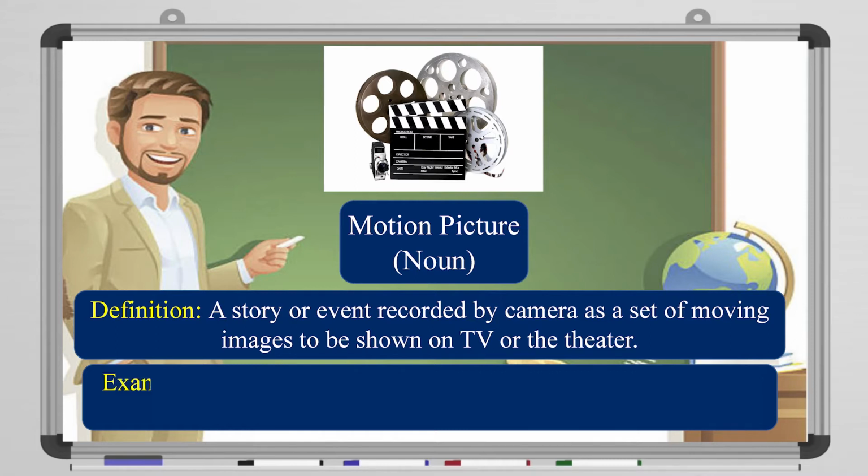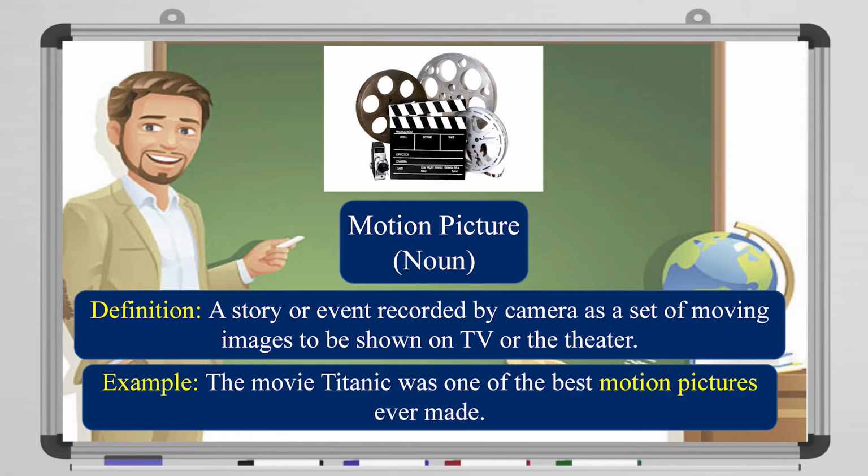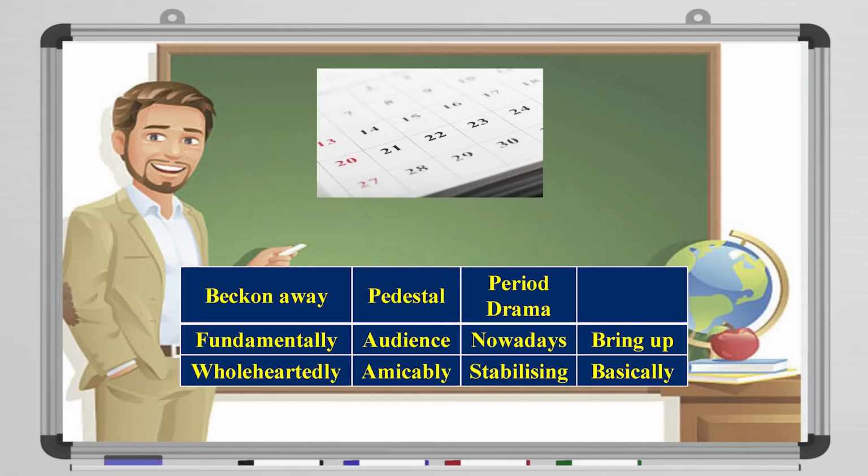So if you look at the example, the movie Titanic was one of the best motion pictures ever made. Easy, right? Let's look at the next picture. So you have a calendar and you have days. I think I just gave you the word, didn't I? Yeah? I gave you a hint, days. The word is, of course, nowadays.